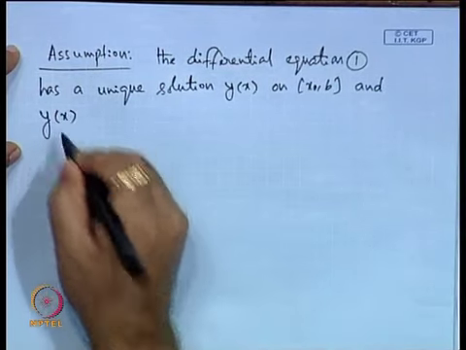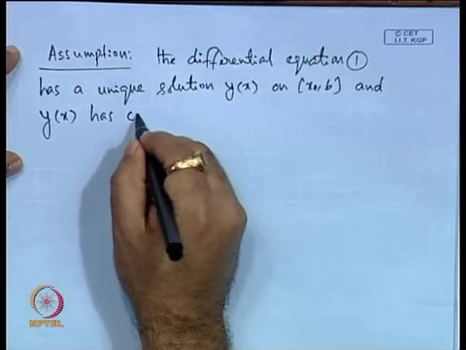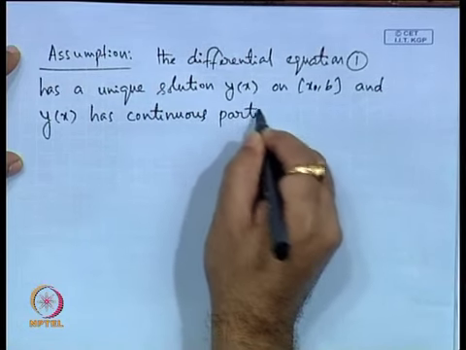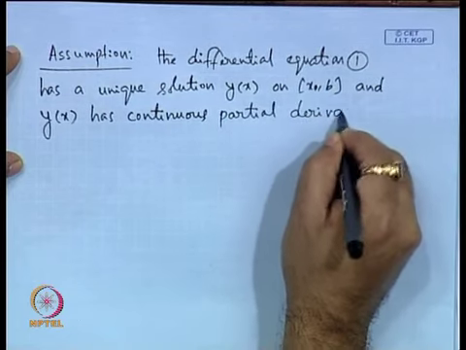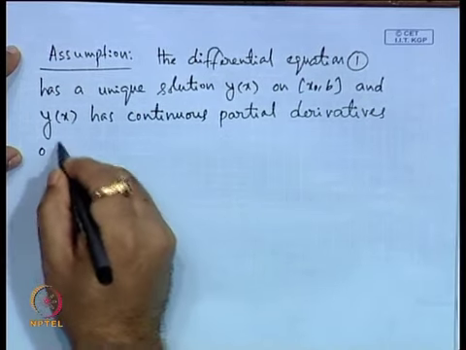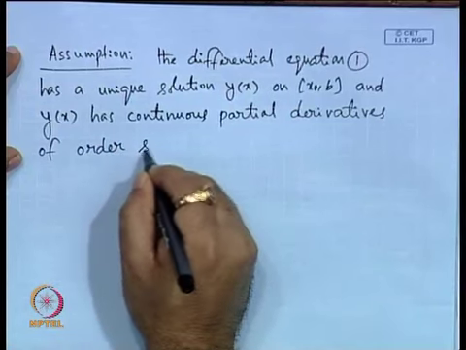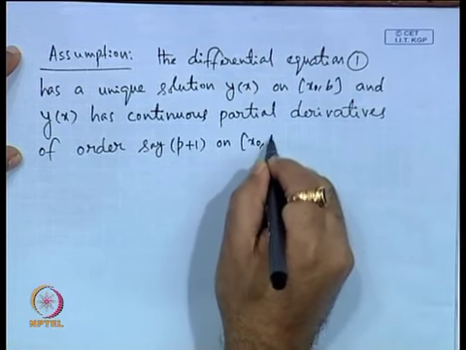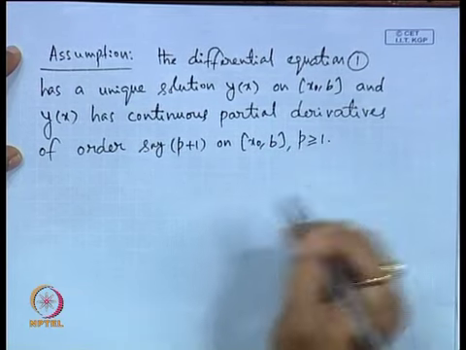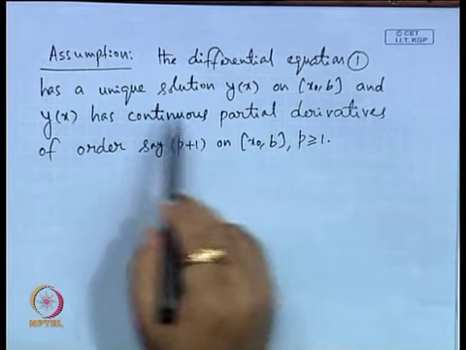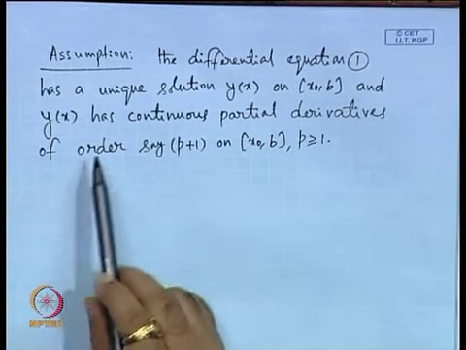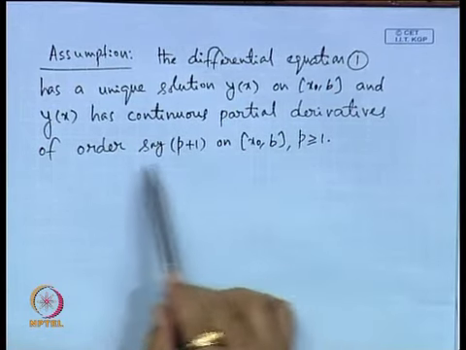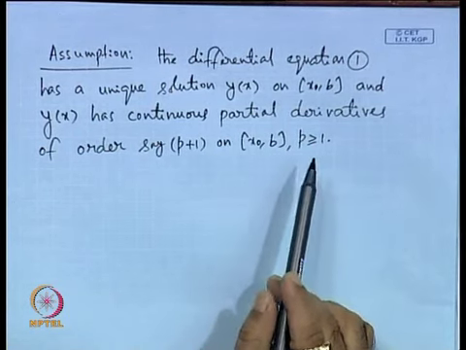And y of x has continuous partial derivatives of order, say, p plus 1 on this interval. So, this is the assumption. The differential equation 1 has a unique solution y of x on x0 to b, and essentially this is the existence and uniqueness theorem, and y of x has continuous partial derivatives of order p plus 1 on this interval.